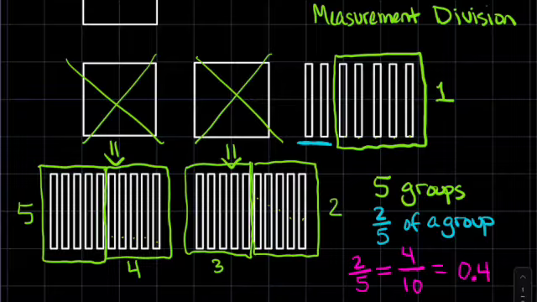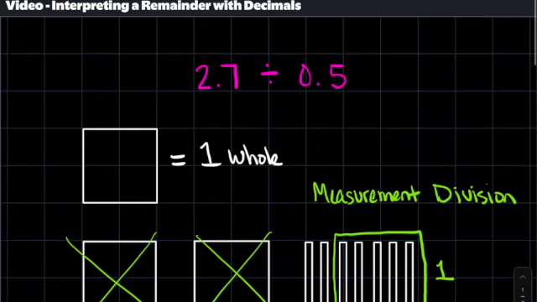0.4. So to provide my answer to 2 7/10 divided by 5/10, it will equal 5 whole groups and 4/10 of another group.